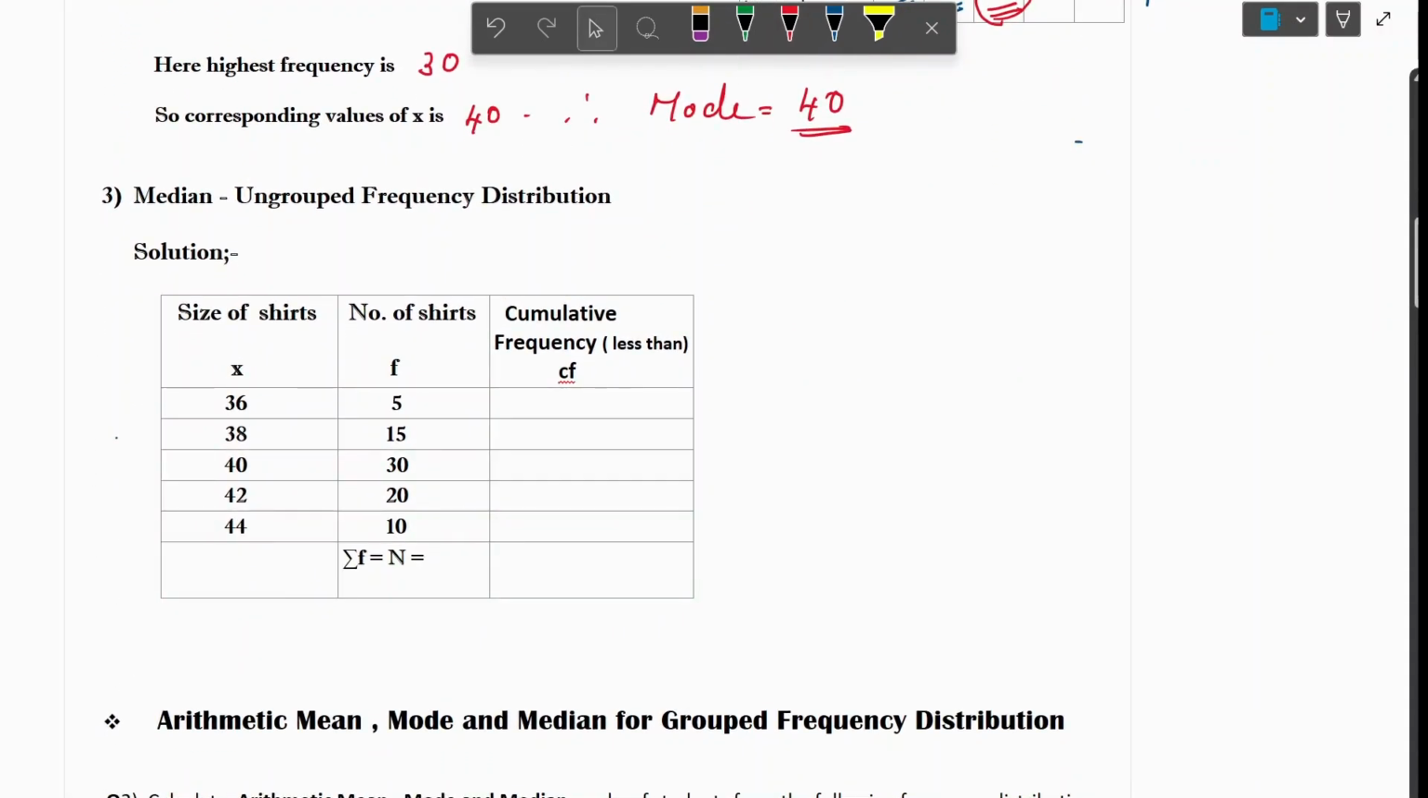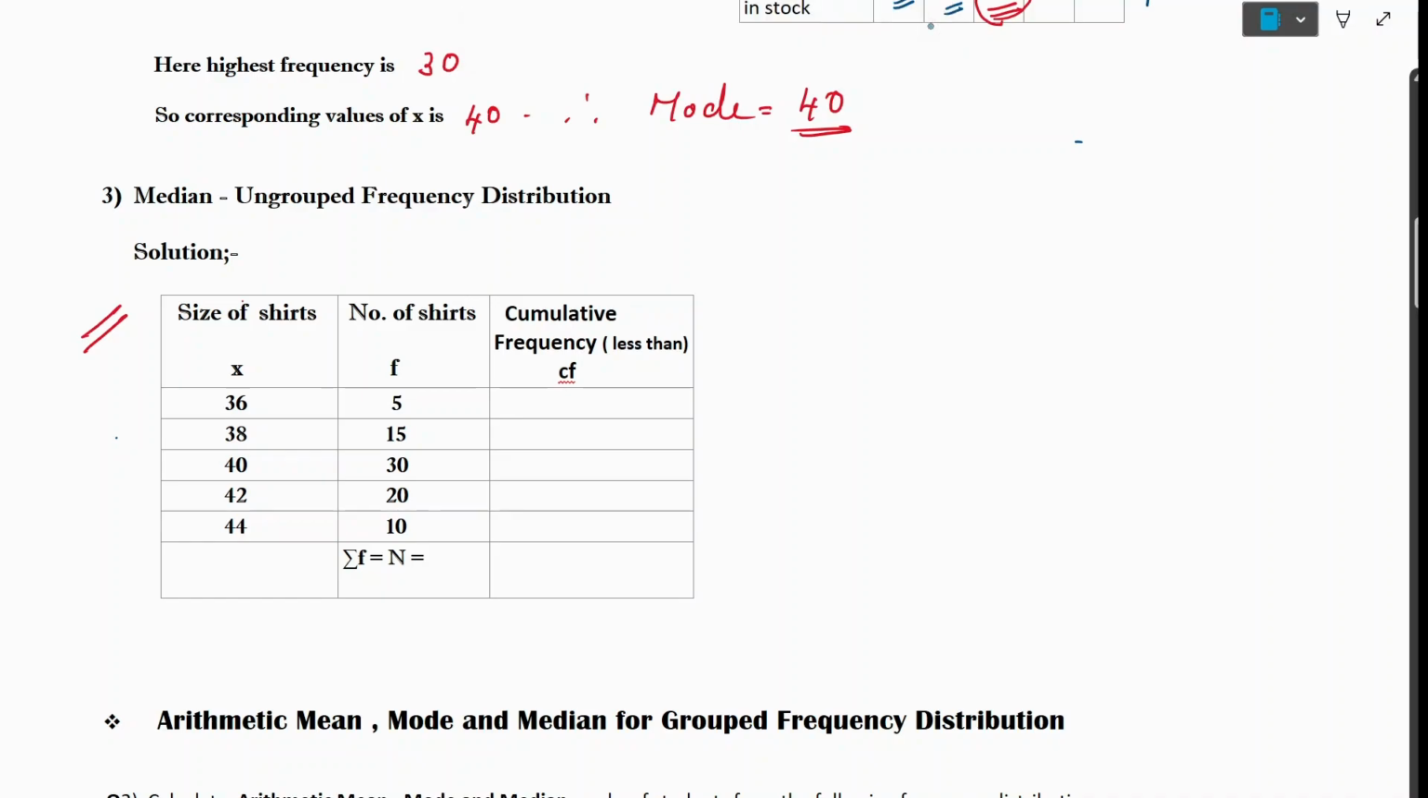For median, same like your arithmetic mean, you need to create a table. That is your first step. Step number 1, you are going to make a table. That table is called a cumulative frequency table. I'll show you how to create that table. First column, that is your X. Same question we are doing: the size of shirts and number of shirts. Here, that is F. These two columns I just copied from the question.